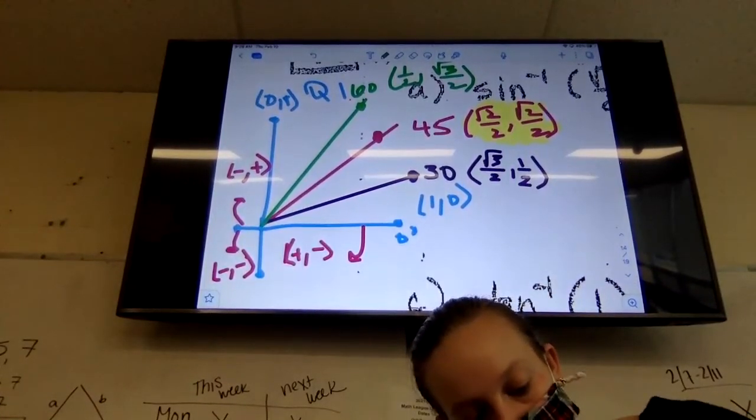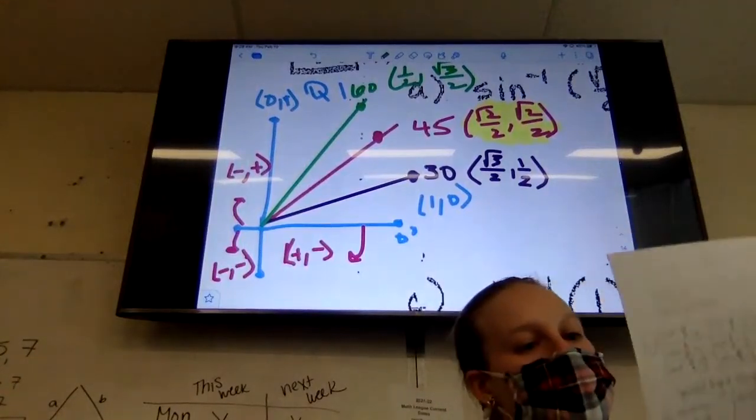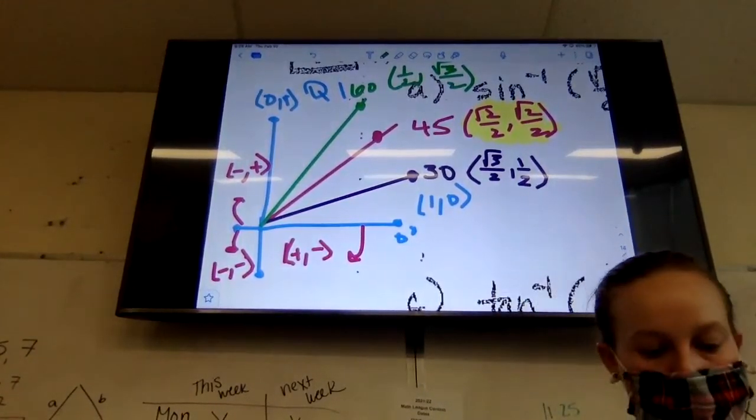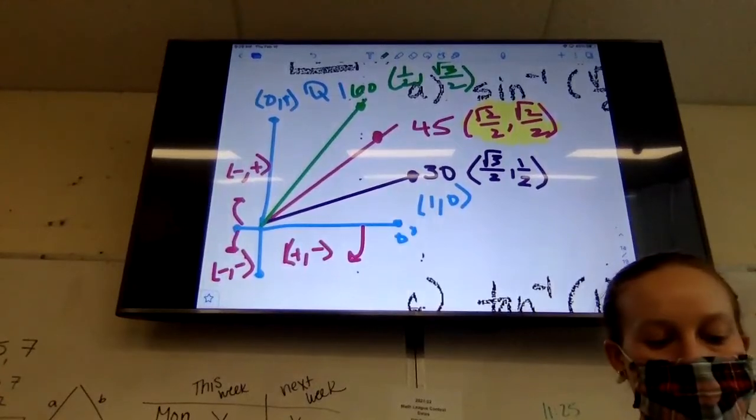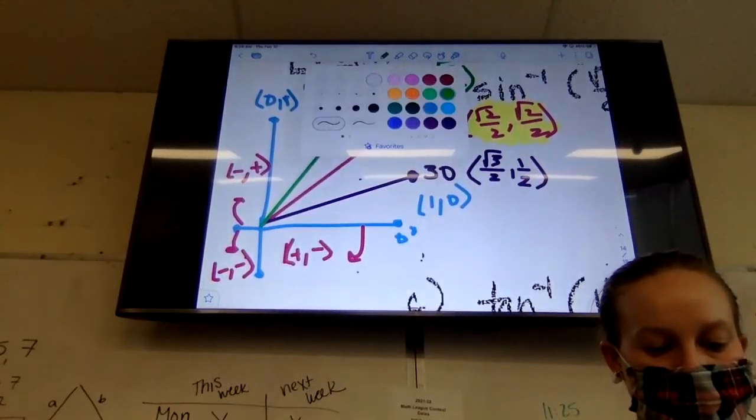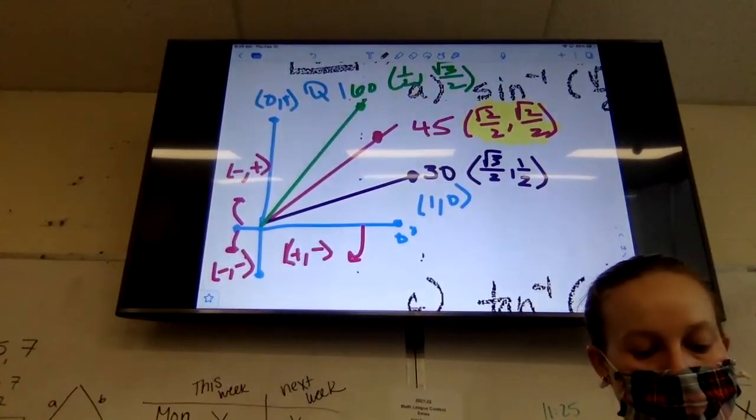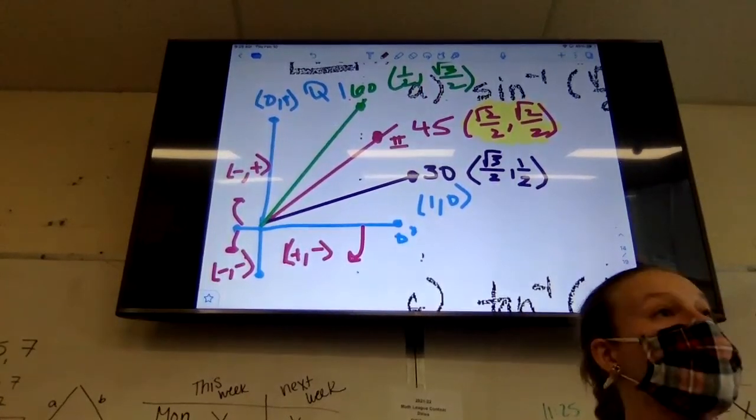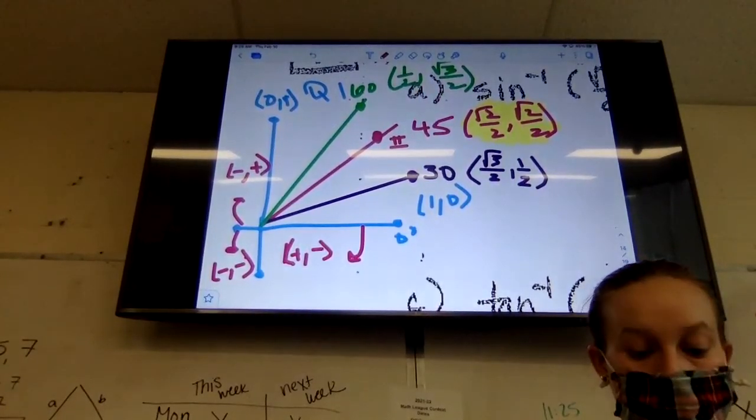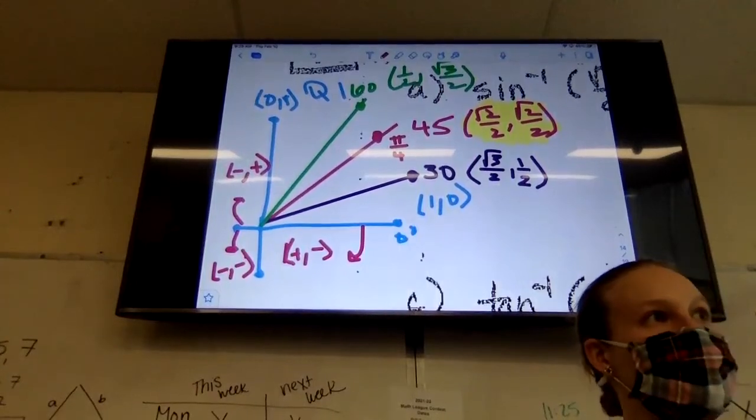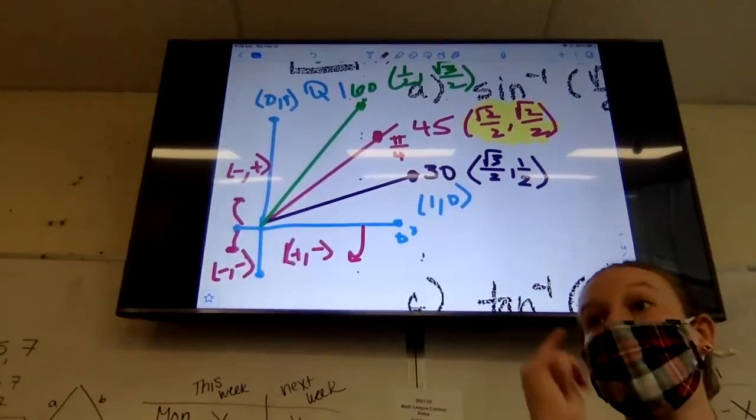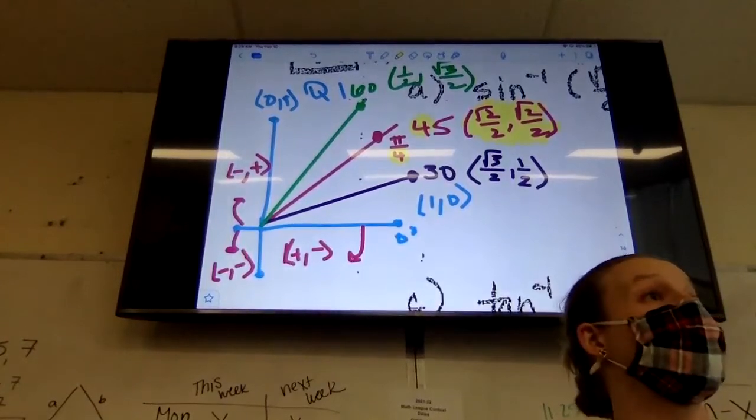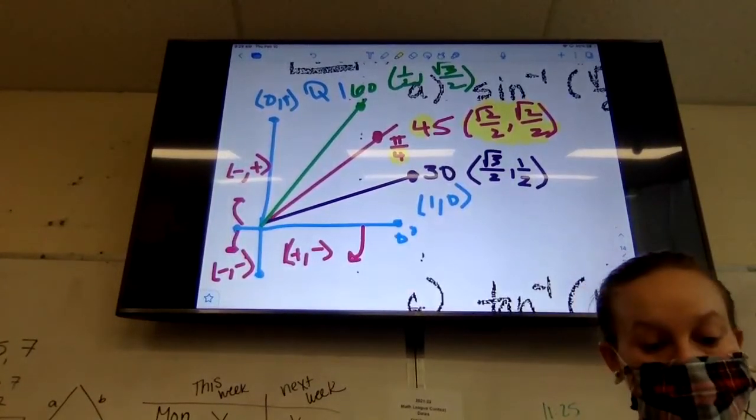Let's do a quick hint on the radians. I think we know the 45, right? What would 45 be? Pi over, not 2. 2 is the axis. 4. I remember 45 and 4 because they both have 4.